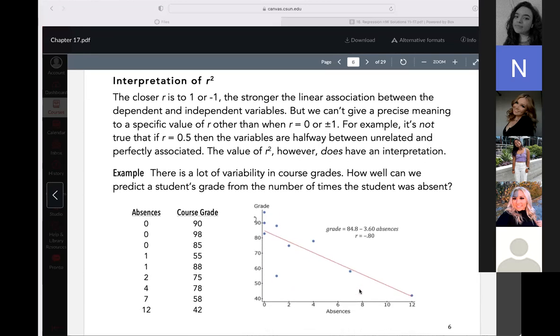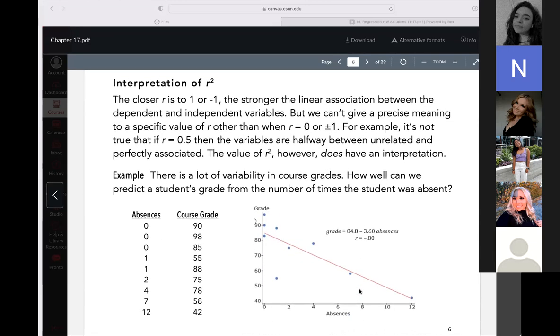Now, that's about R, lots of R, everything's about R. But now the question is, what about R squared? Because if you look at your calculator, when it gives you your final answer, it doesn't just give you R, it also gives you R squared. So what is R squared?